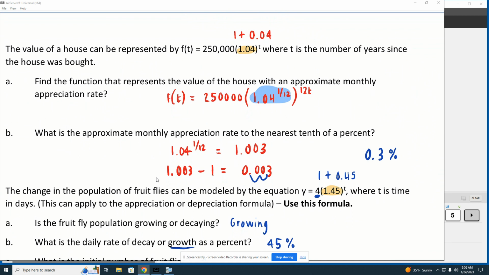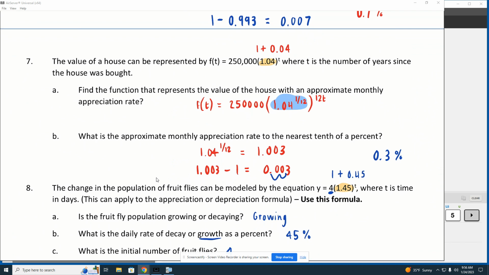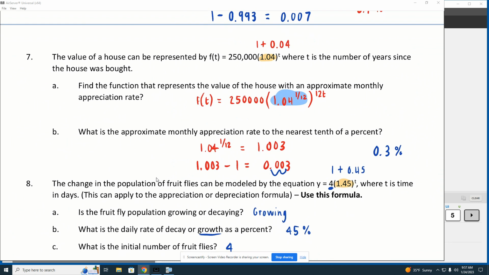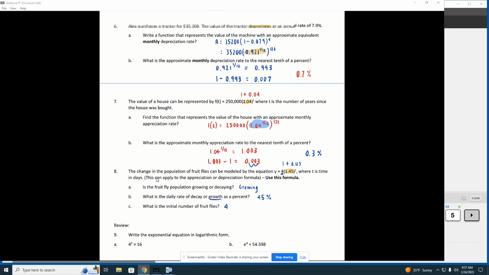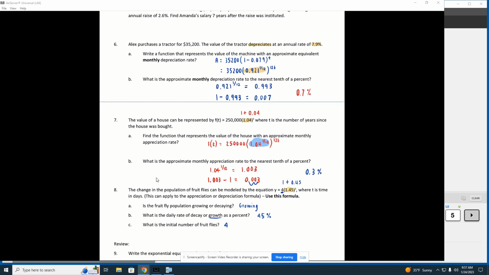Okay? So if it's depreciation and we're trying to figure out the monthly, we subtract it from 1. If it's appreciation and we're trying to find the monthly, we subtract 1 from it. Okay? Any other questions? Y'all feel pretty good about this?